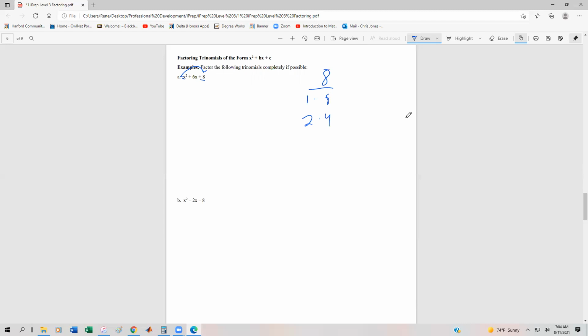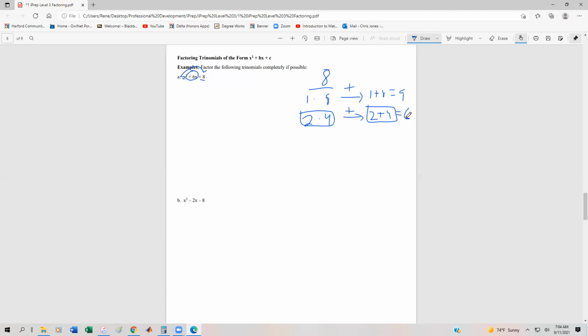What we're going to do is add those factors together. So 1 plus 8 is going to give us 9, and 2 plus 4 is going to give us 6. Now, if the two factors of 8 add up to the middle number, those are the magic numbers that we want.